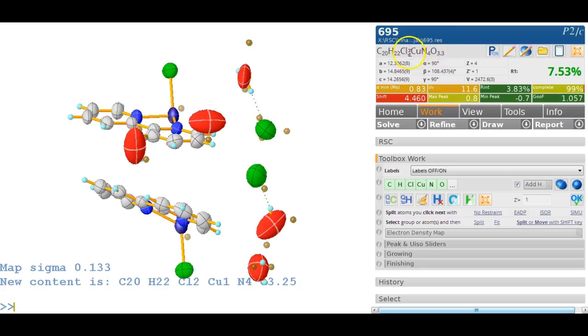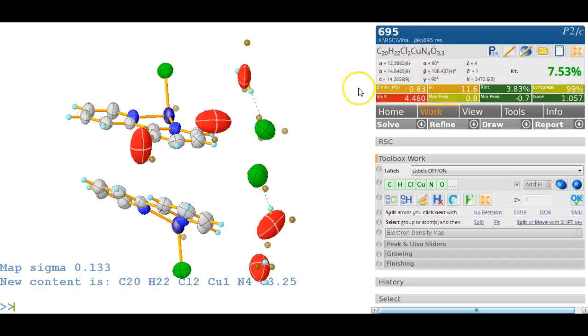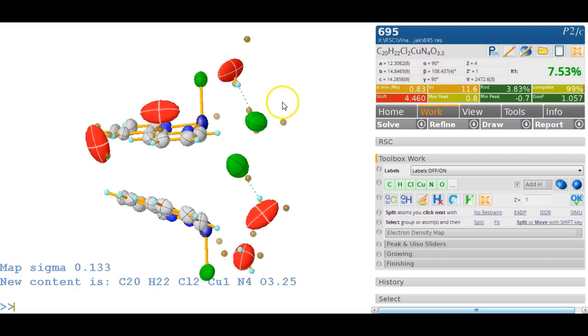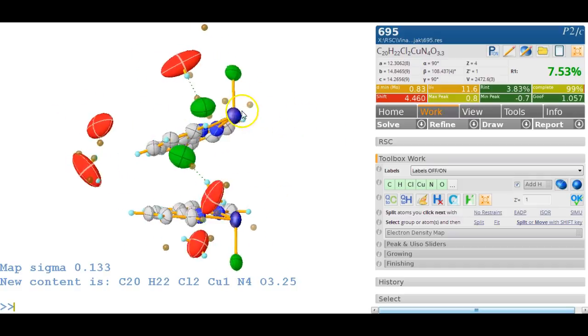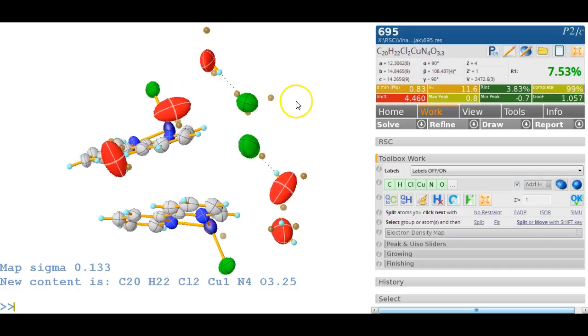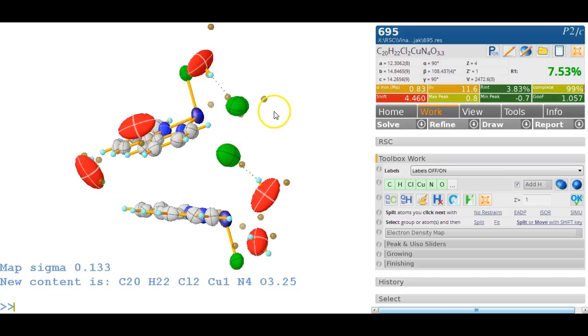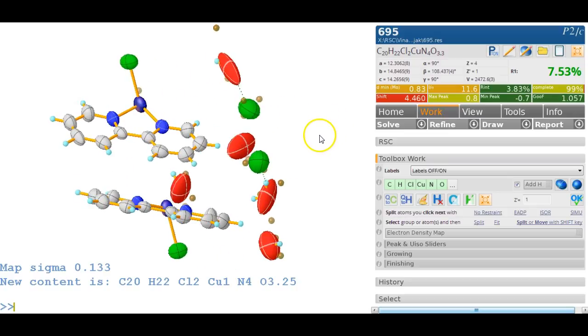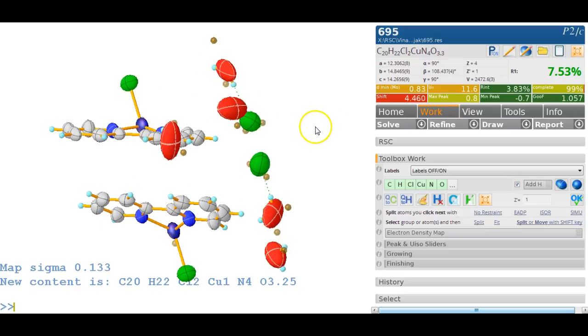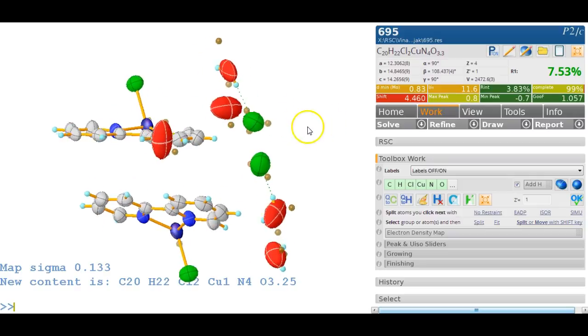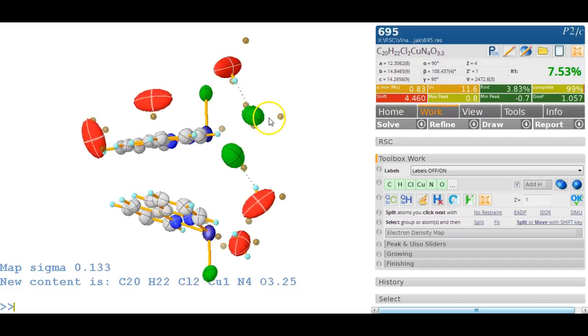So we now got a formula of CuCl2. We've got a sort of non-integral oxygen count. That's because we put in half-occupied oxygens here. So obviously a little bit of work is required here, but I suspect with a bit of perseverance and a bit more modeling, this may well result in an acceptable structure.